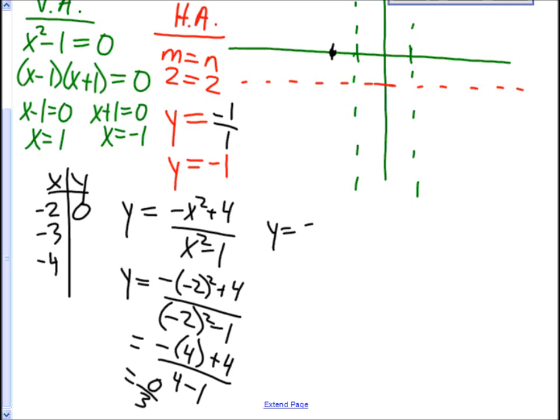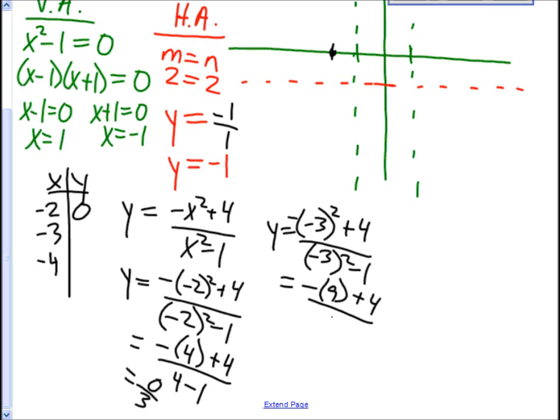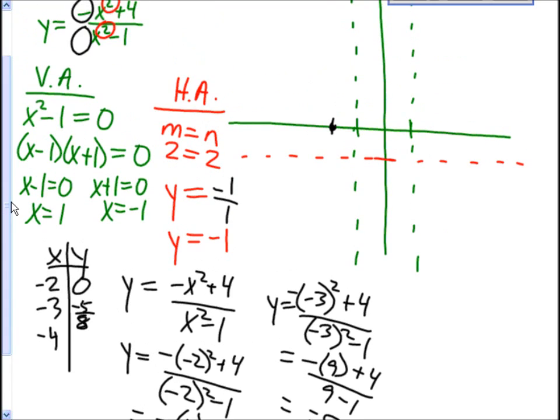Negative 3. So negative 3 squared, negated, plus 4 over negative 3 squared minus 1. We get negative 9 plus 4 over 9 minus 1, so negative 5 over 8. So negative 5 eighths. At negative 3, we're 5 eighths of the way down. Okay, negative 4, and we keep doing a bunch of these.